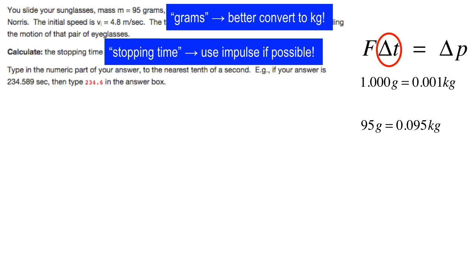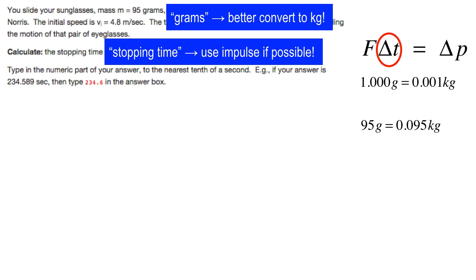1.00 grams is the same as 0.001 kilograms. So 95 grams is the same as 0.095 kilograms.